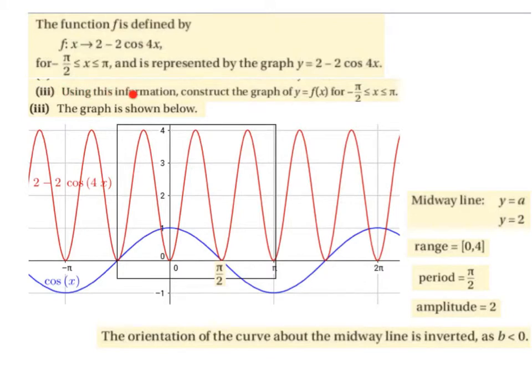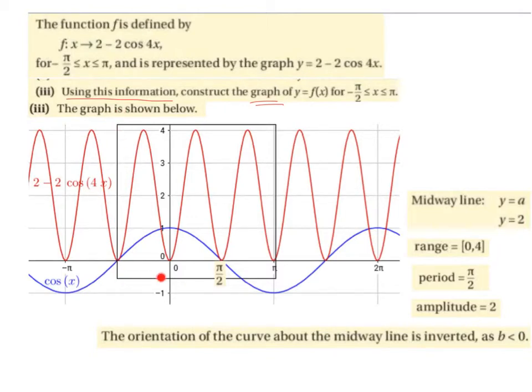Part 3. Using this information, construct the graph of y equals f of x for x values greater or equal to minus pi over 2, less than or equal to pi. So we need to use the information that we just gathered. So that information is that the midway line is y equals 2, the range is from 0 to 4, the period is pi over 2, the amplitude is 2, and the orientation of the curve about the midway line is inverted because b is less than 0. So what I've done is I've drawn out y equals cos of x and y equals 2 minus 2 cos of 4x, but I've actually drawn it out much bigger than is needed.